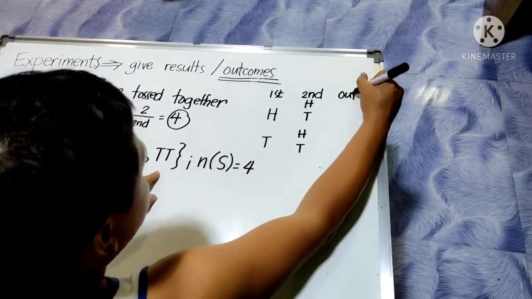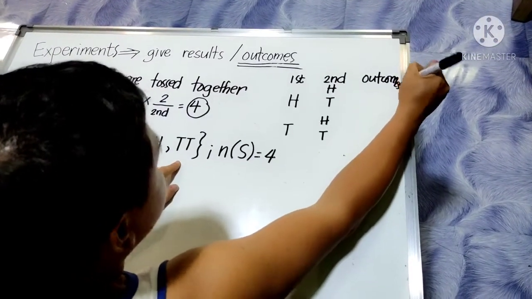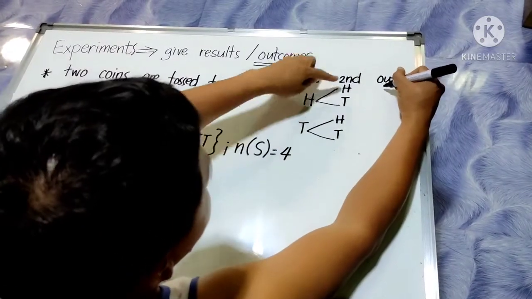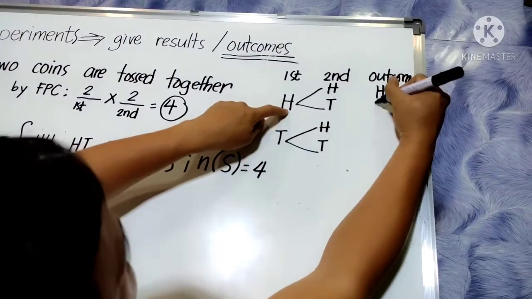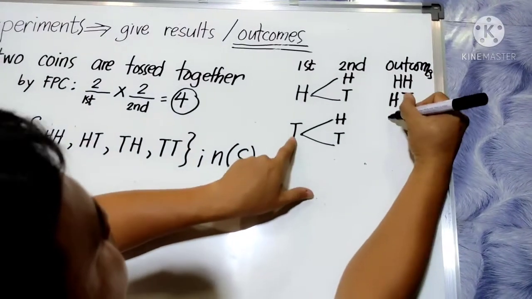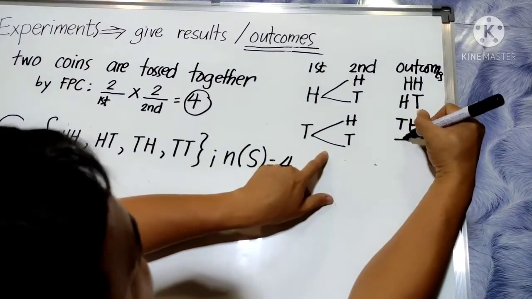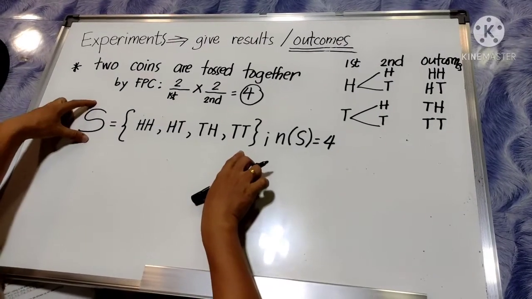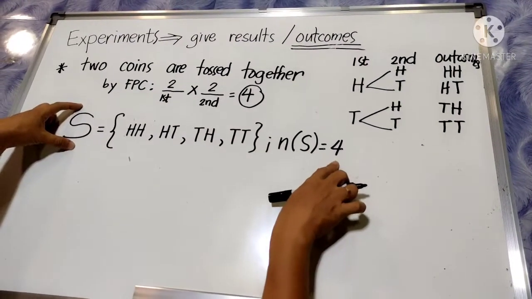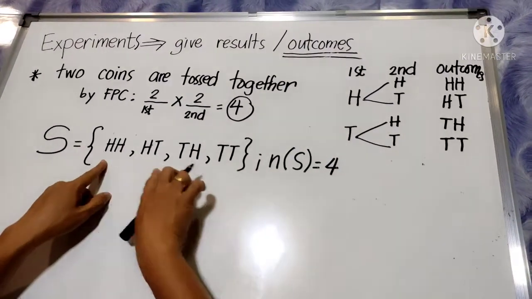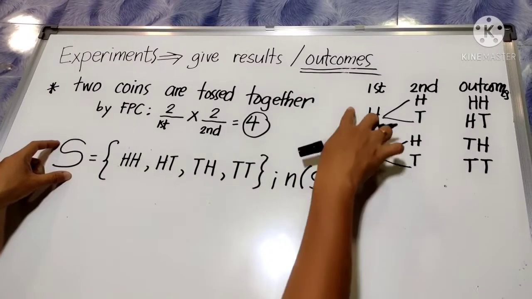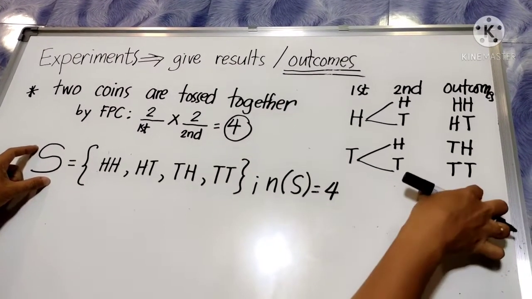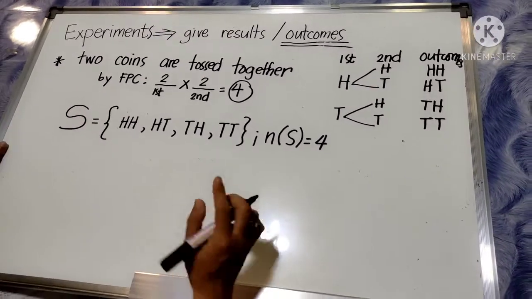So what are now the outcomes? The outcomes are head, head, head, tail, tail, head, and tail, tail. And when these outcomes are placed inside the braces, you are actually forming a sample space. And your N of S is equal to 4. So if you have a hard time writing the outcomes immediately as sample space, you can do it this way first before you transfer the outcomes inside the braces. Okay? And now let's have the possible events.